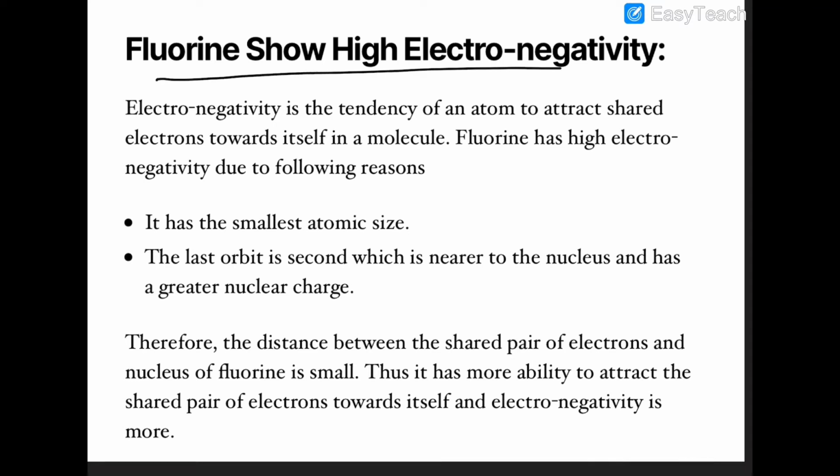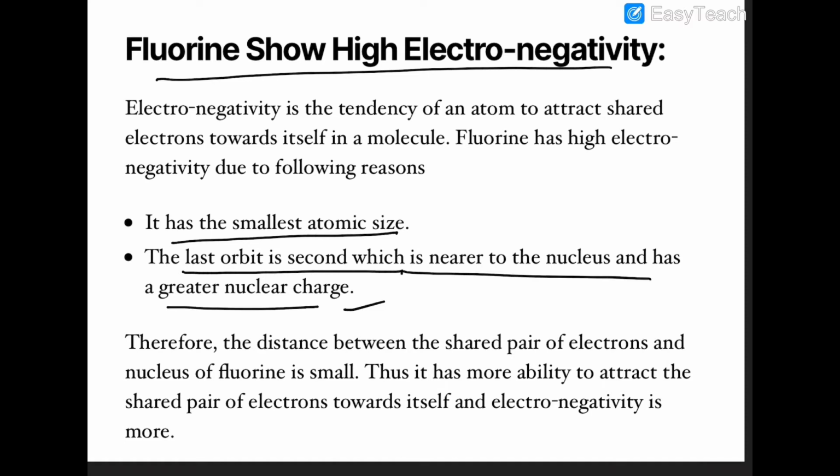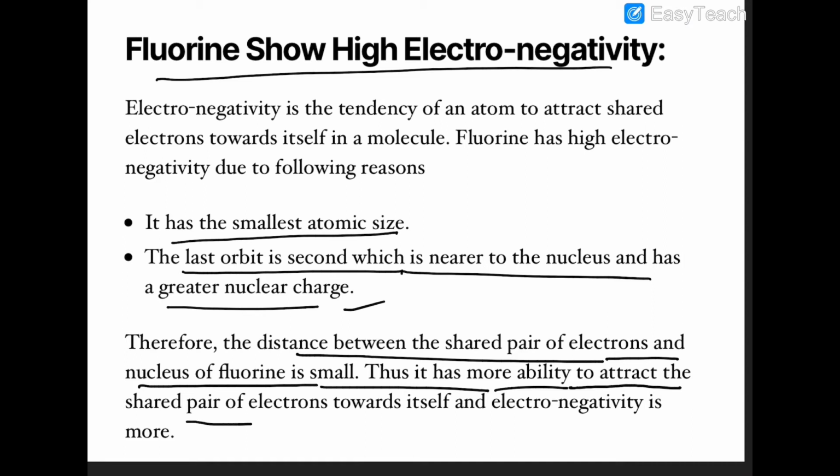Now fluorine shows highest electronegativity because it has small atomic size and the last orbit is second nearest to the nucleus, and therefore the nuclear charge is very, very high. Therefore, the distance between the shared pair of electrons and the nucleus of fluorine is very small, and it has the highest ability to attract the shared pair of electrons towards itself. So its electronegativity is also highest. Are you getting that or not? Not only on the Pauling scale, fluorine is actually the most electronegative element. So it is the tendency to attract the shared pair of electrons towards itself.